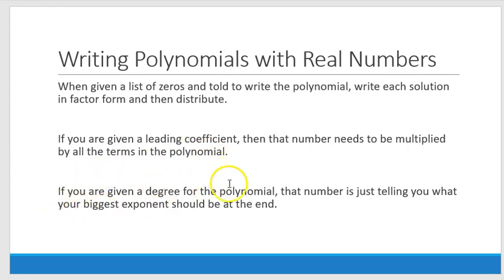If they give you a degree for the polynomial, you shouldn't really need to do anything with this, but basically that number is just telling you what your biggest exponent should be at the end. So if they say it's a degree 5 polynomial, then you should have an x to the 5th power as your biggest exponent in whatever your final answer is.